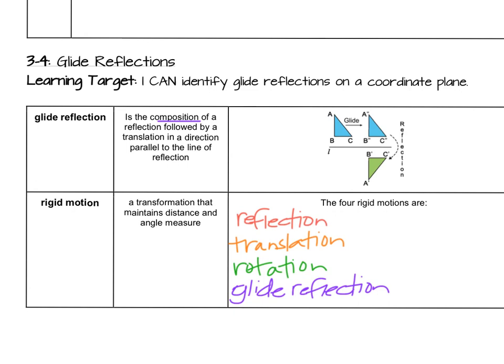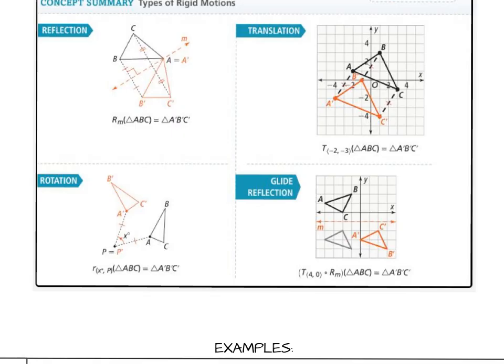Remember, a rigid motion maintains distance and angle measure. So far we've done reflections, translations, rotations, and now in 3.4 we'll work on glide reflections. Looking at the notation for each type of rigid motion, it's important to recognize the type that we're looking at. We can do a reflection, we can have a translation, which I wrote in orange, we can have a rotation where that's X number of degrees.